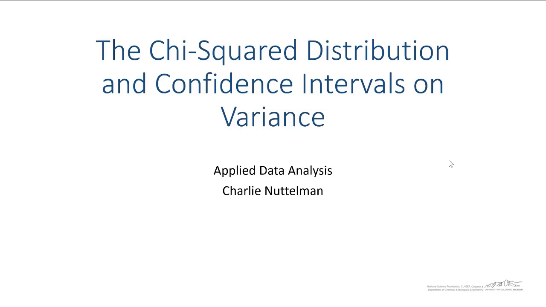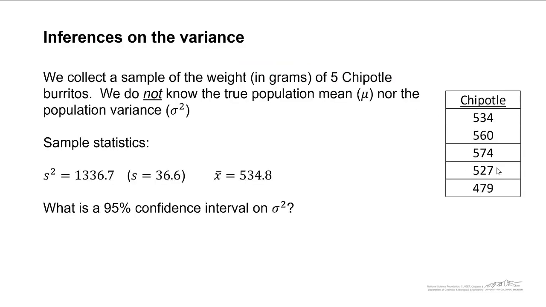There are oftentimes cases where you're interested in making inferences on the variance, not just the mean of a population. And in these cases, we need to use the chi-squared distribution in order to make conclusions related to the variance. I've got an example here that we have visited before. We've got 5 chicken burritos from Chipotle over here on the right.